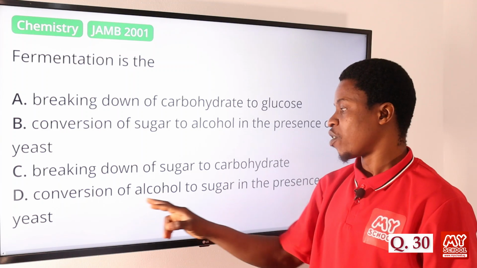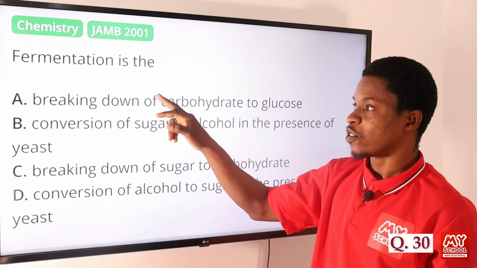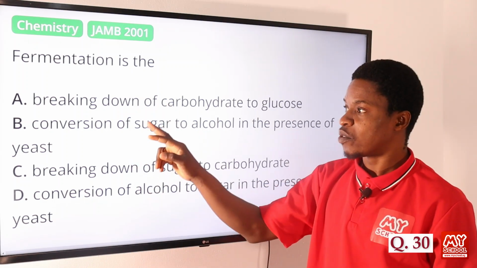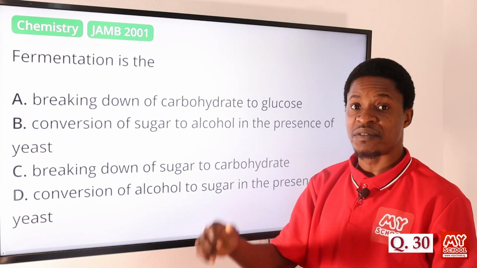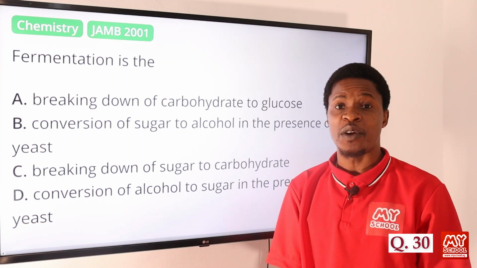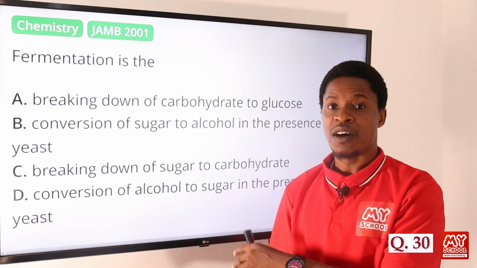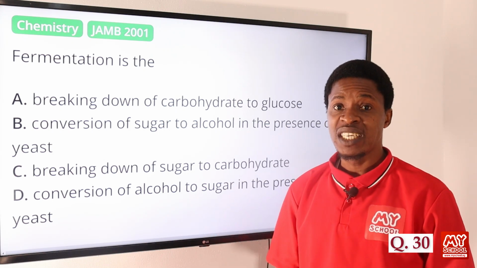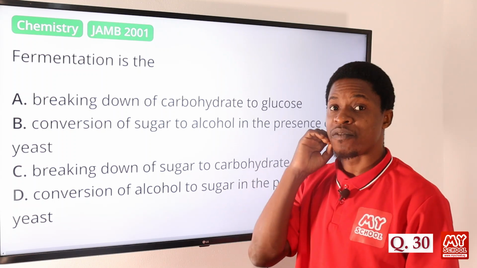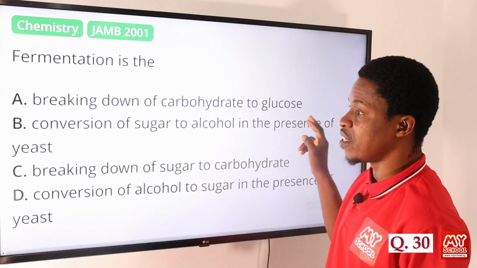Option D, conversion of alcohol to sugar. So options B and D look alike. Of course, we've taken out option A, we've eliminated option C, so it is between option B and option D. And from the definition that I gave about fermentation, fermentation has to do with a breaking down of sugar into alcohol. Of course, CO2 gas is also formed there. So once that happens, it must happen in the presence of what? Of yeast. So option B says conversion of sugar to alcohol in the presence of yeast. Correct.